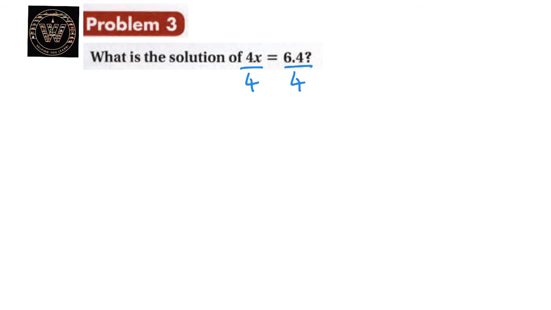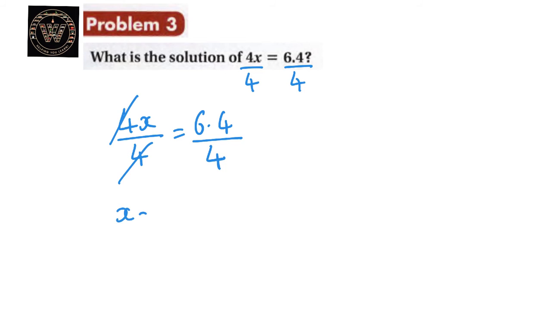So our new equation is going to look like 4x over 4 is equal to 6.4 over 4, and we can easily cancel out the 4, and x is going to be equal to 6.4 divided by 4, which is 1.6. So this is the solution of this equation.